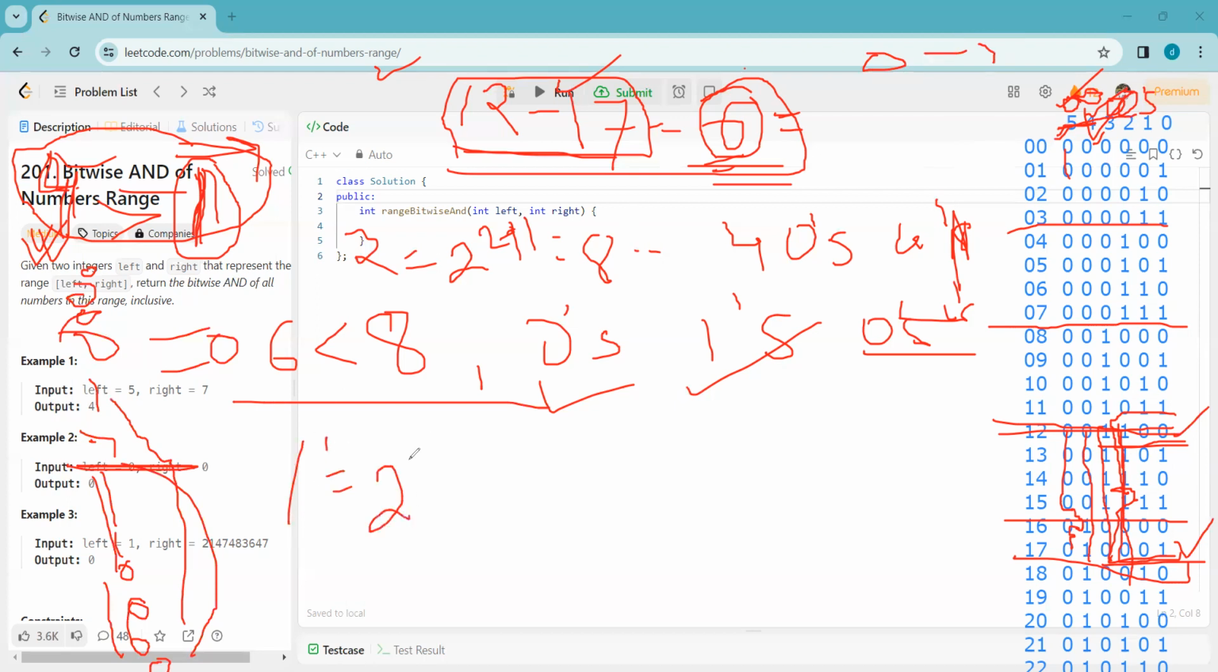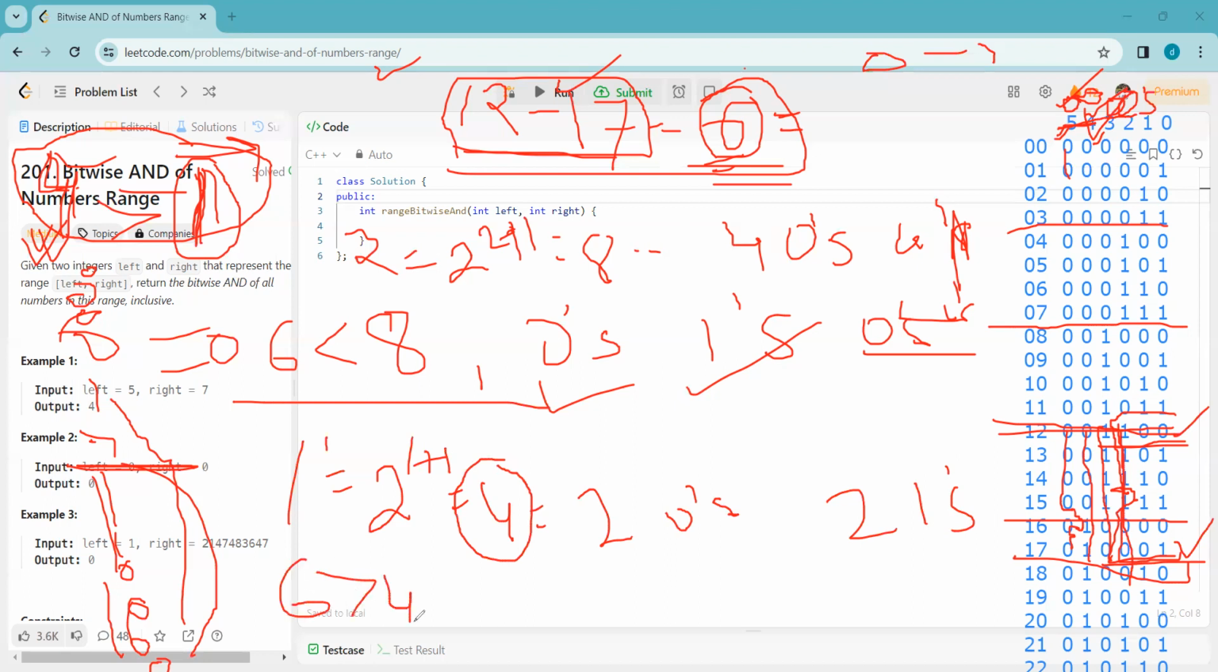For the first bit, now our pattern will repeat after 2 to the power 1, that is 4, that is, first two numbers will be zeros and next two numbers will be ones. Since 4 is less than 6, that means 6 is greater than 4. That means this pattern, two zeros and two ones, will definitely be repeated. So since it is repeated, the bitwise AND of the numbers in this range will be 0. So for the first bit also, our number will be 0.